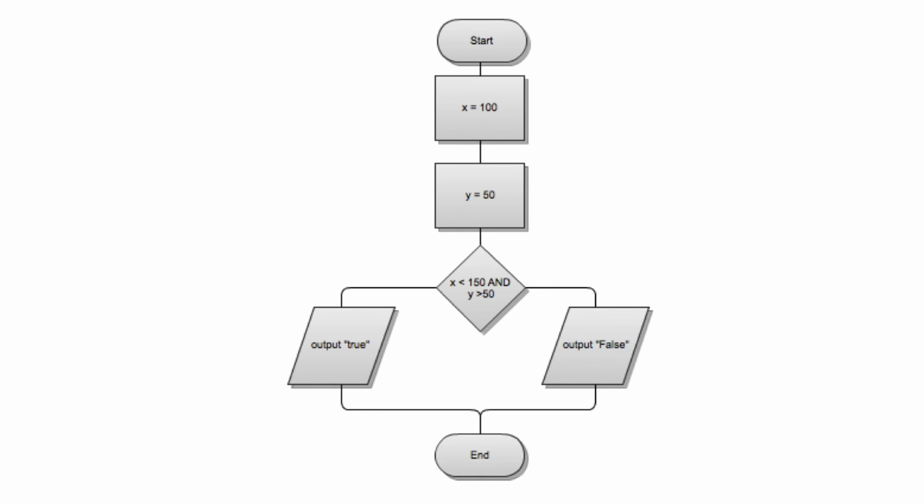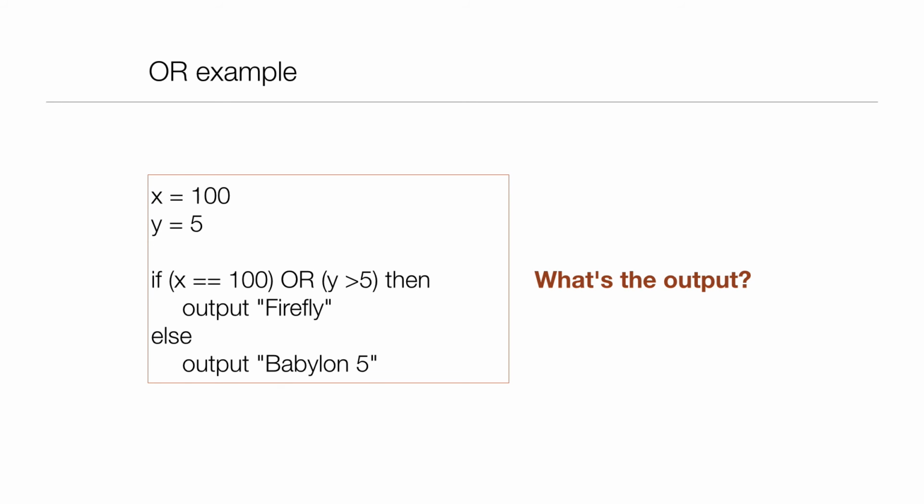And here's a flowchart version of an AND statement. Raptor again might be a little bit different. I can't remember off the top of my head, so just be aware that that's sort of how you write it in that. Here's an OR, excuse me. I'm slowly dying here. Or: x equals 100, y equals 5, same variables here.